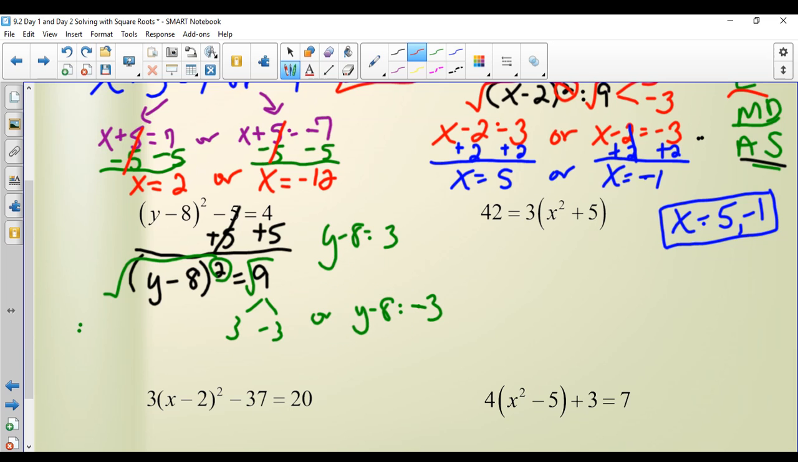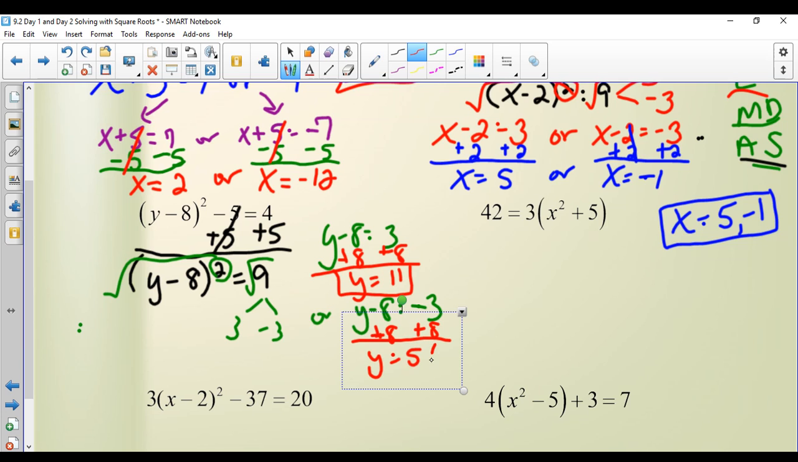And so now I'm going to solve. So if I add 8, 3 plus 8, I get 11. And so that's one possible solution. Or I'm going to add 8 to my negative 3, and I'm going to get 5. So two possible answers, 11 or 5.